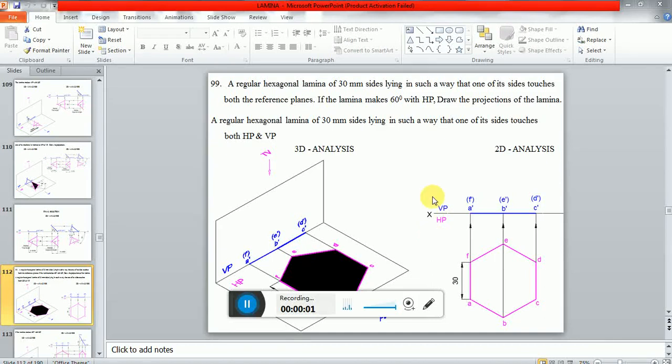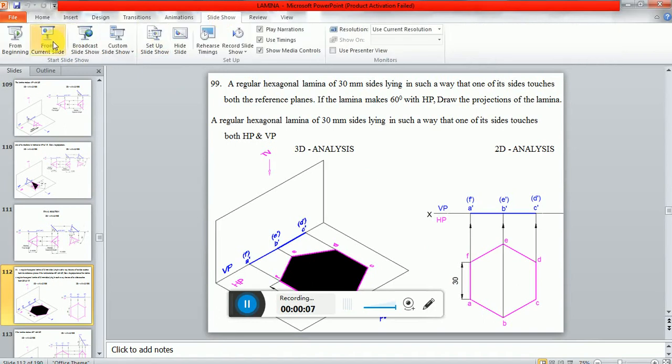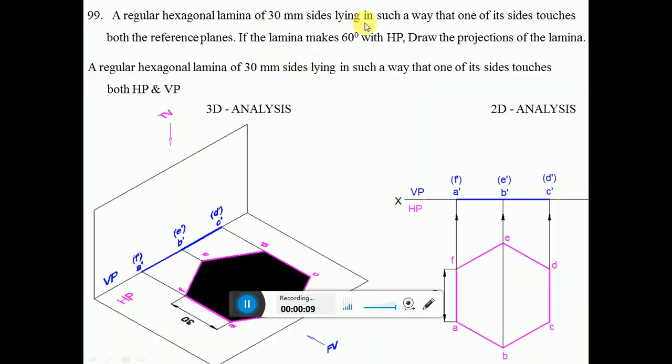Now, a regular hexagonal lamina of 30 mm sides lying in such a way that one of its sides touches both the reference planes. If the lamina makes 60 degree with HP, draw the projections of the lamina.